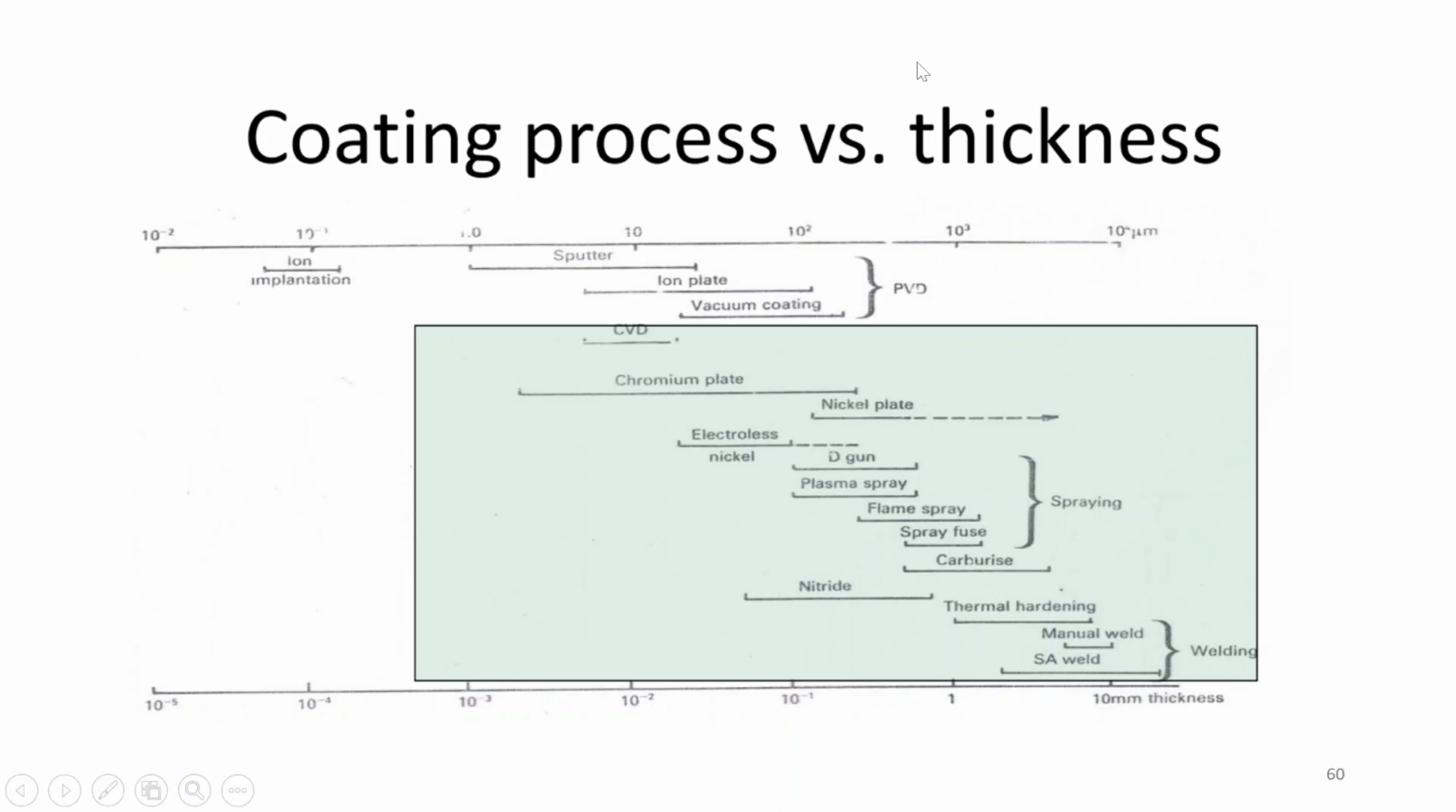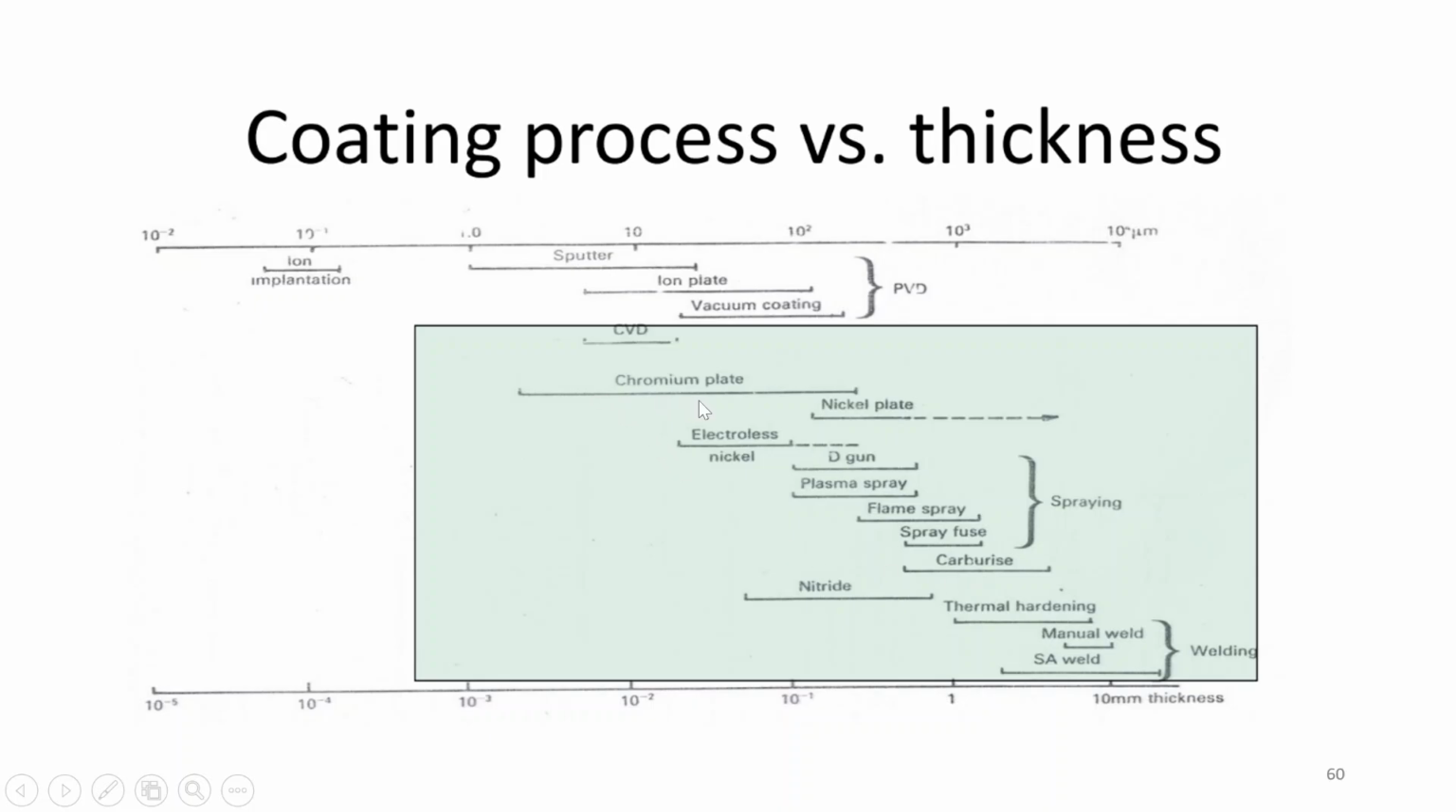Now we have coating process versus thickness. Here thickness is 100 mm and it keeps on reducing on this side. The highest will be in these welding processes, having a size of around 10 mm. Then we have carburizing, nitriding, spray fuse, flame spray, plasma spray, and electroless nickel plate, all these spraying processes.